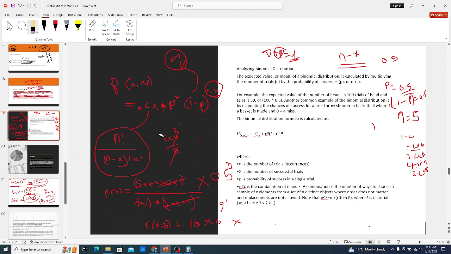Then we shall also go to the expectation, like the mean of the binomial distribution. You will find that the mean of the distribution is NP. The expected value or the mean of a binomial is calculated by multiplying the number of trials by the probability of success, which is NP.